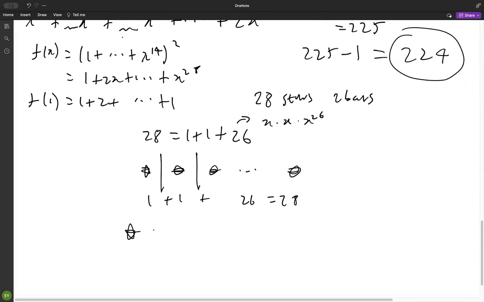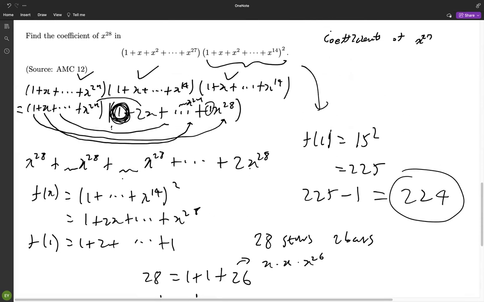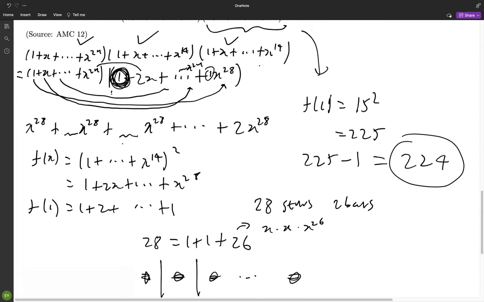We might have a different case like this one. This one will be 2 plus 3 plus 23 equals 28, something like this. And I just wondered if this might work. However, my concern here is that we might have double counted a few vectors from here. I don't think this works.